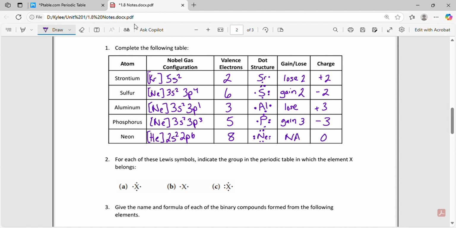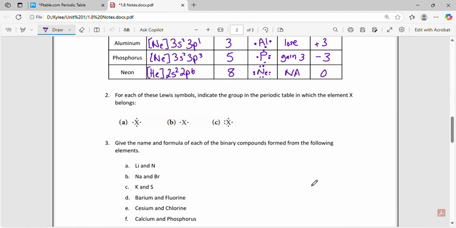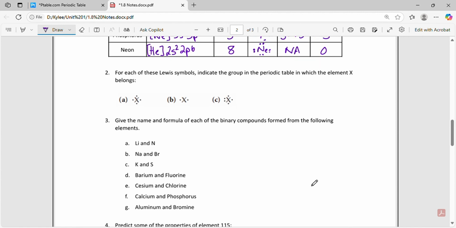All right, a couple more examples here that we'll go over. Number 2, they want to say for each of these symbols, indicate the group on the periodic table for which element X belongs. And so remember, these Lewis symbols or Lewis dot structures, they only show valence electrons. So if we know how many dots are here, we can figure out what group they're in because every group has the same number of valence electrons.